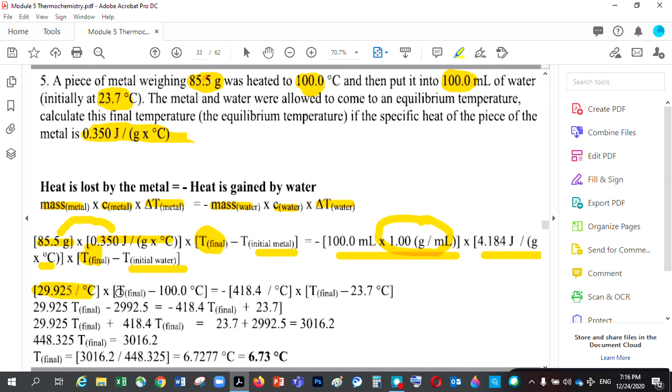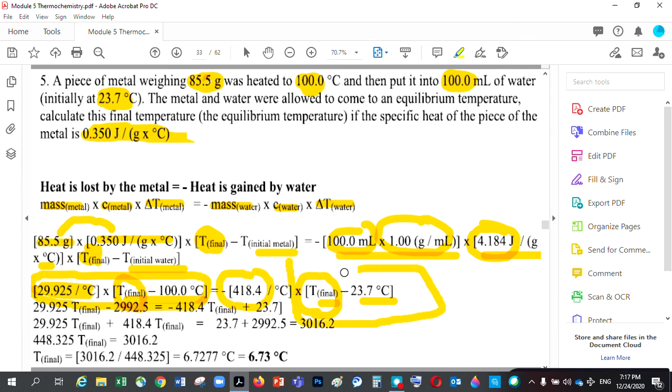That gives us this value here. T final minus 100 degrees Celsius equals, of course, negative 4.184 after multiplying this by 100, correct? And multiplying by T final minus 23.7 degrees Celsius. Now, you have T final twice. So we have T final here and T final on the other side. On the left hand side, we have T final. So we have to set up this whole thing together. Multiply 29.95 with this amount here to open this up, and multiply this one here with the whole thing here to open it up.